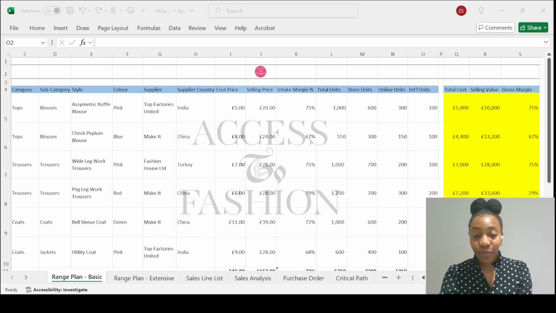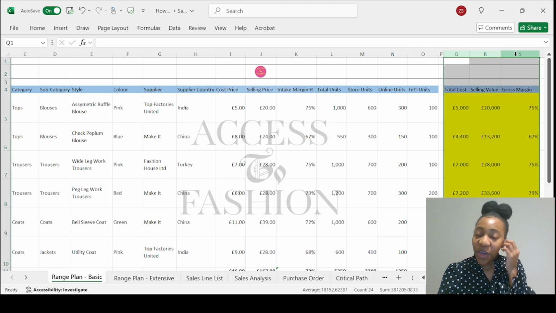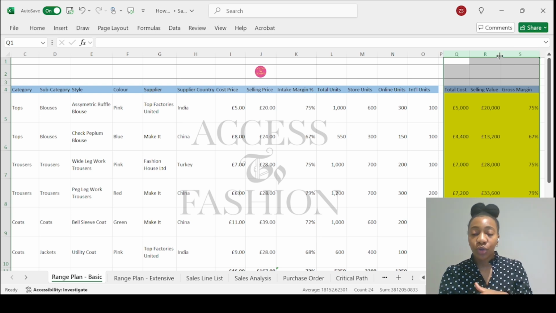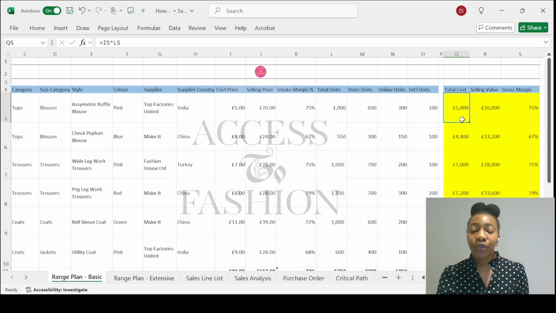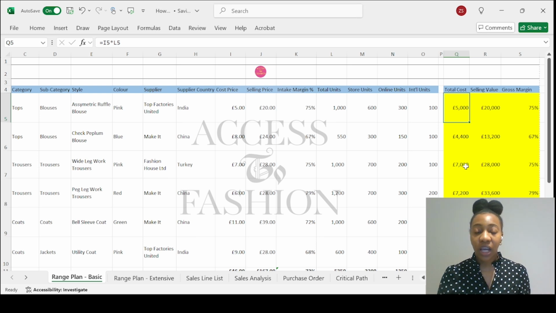So now if we were to go to this fun section of the range plan, which is usually your top line, this is when we're looking at the total. So we can see we've got here your total cost. Your total cost is essentially your cost price times your total units. That's how much we're spending overall on this style.